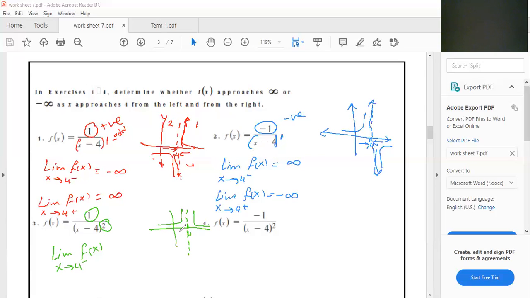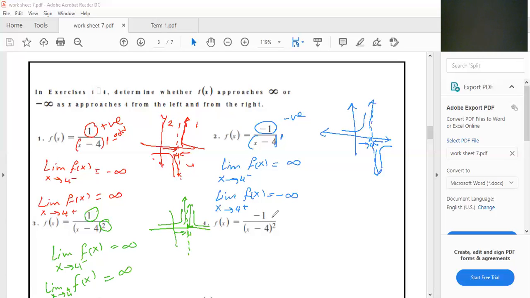To find the limit of f of x as x approaches 4 from the left, as I approach 4 from the left, f of x goes to infinity. He asks you to write infinity or negative infinity. Now the limit of f of x when x approaches 4 from the right. As you see, as I approach from the right, f of x goes to infinity.